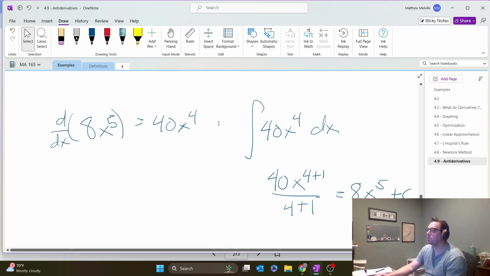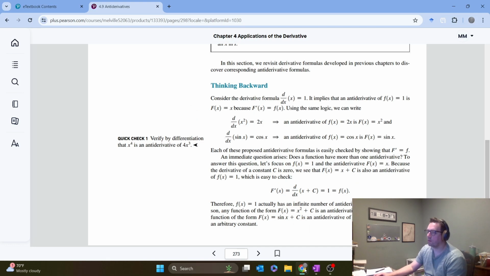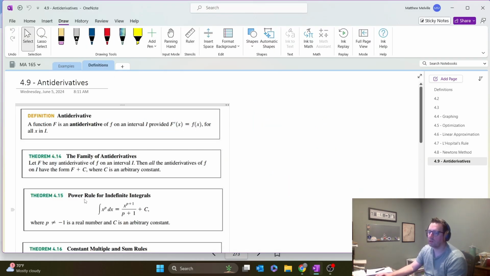So this is what we like to call the power rule of antiderivatives. And we have in our definition right here, power rule for indefinite integrals. See? If I have x to the p dx, then you take x to the p plus 1 and divide it by p plus 1, plus c, because we know that it's a family of functions. But notice right here, if it's p right there, p cannot equal negative 1. And that's true. What's cool, because then that's 1 over x.